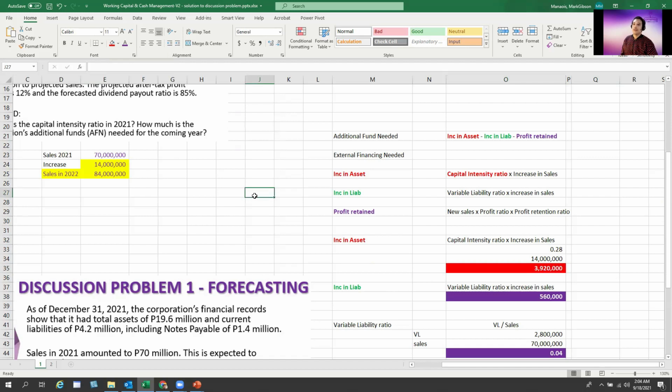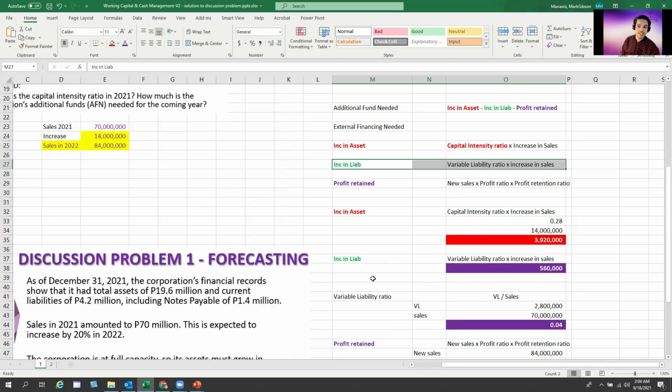Okay. Next element is increase in liability. Sabi natin, increase in liability is variable liability ratio multiplied by increase in sales. Na-discuss natin yung spontaneous liability or variable liability pero hindi natin na-discuss yung variable liability ratio. So therefore, discuss natin. Paano ba yung pag-compute ng variable liability ratio? Ang sabi dito is variable liability over sales.